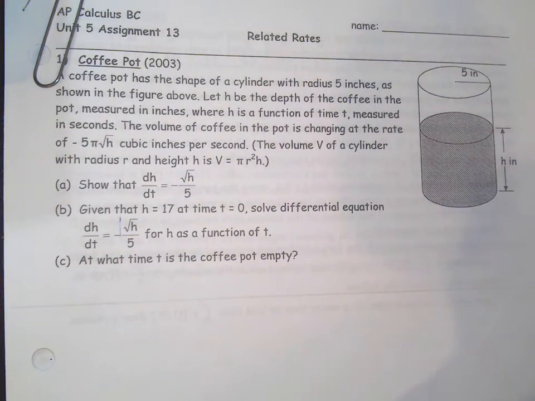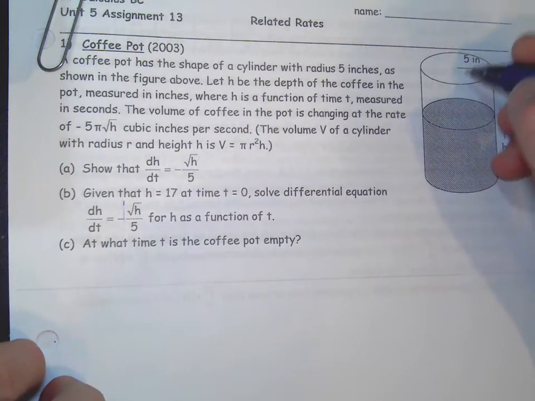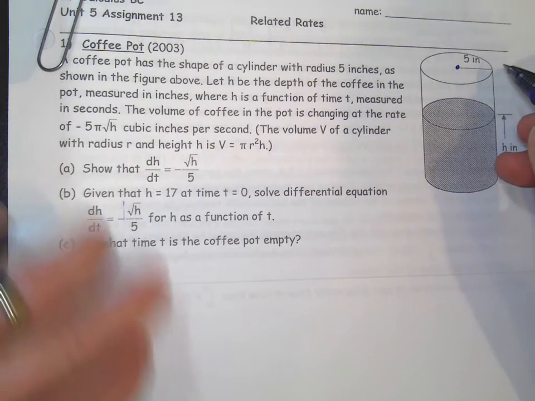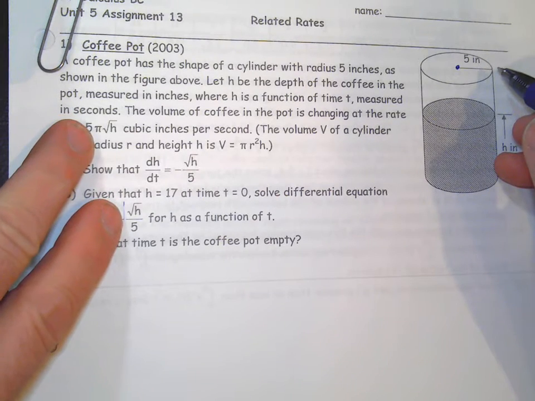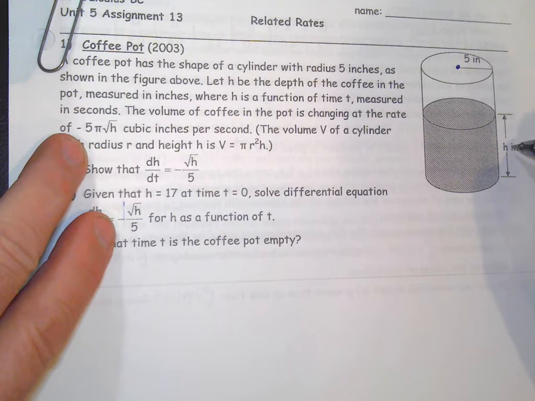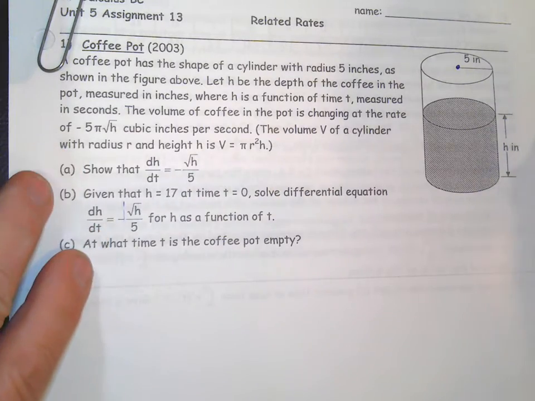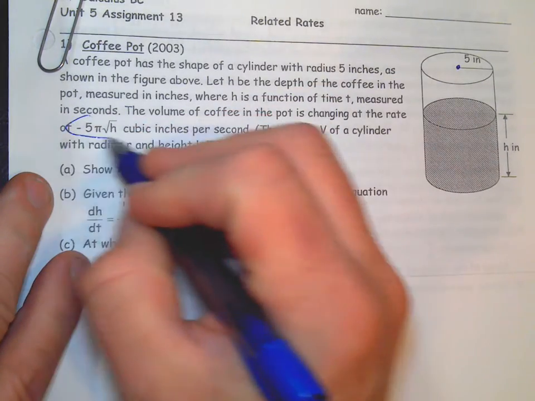Okay, so let's do these. All right, a coffee pot has the shape of a cylinder with a radius of 5. As shown in the figure below, let H be the depth of the coffee in the pot measured in inches, where H is a function of time measured in seconds. The volume of the coffee in the pot is changed at a rate of -5 cubic inches per minute.